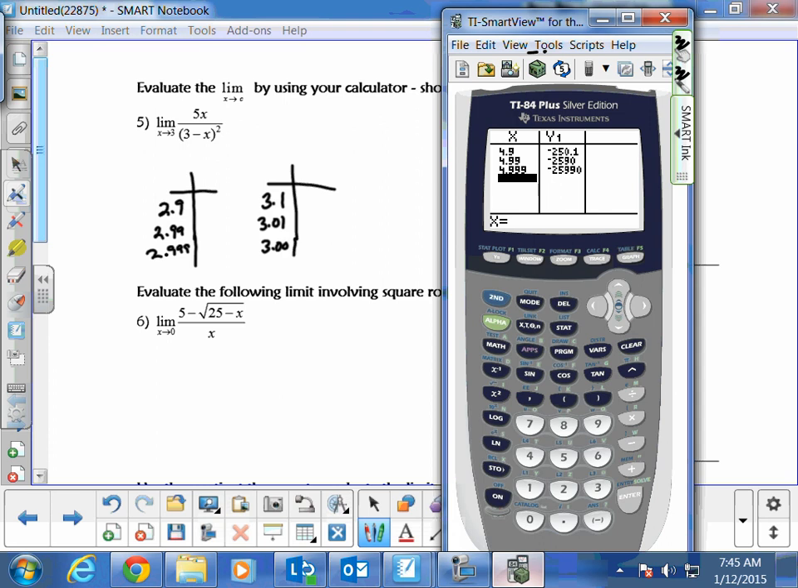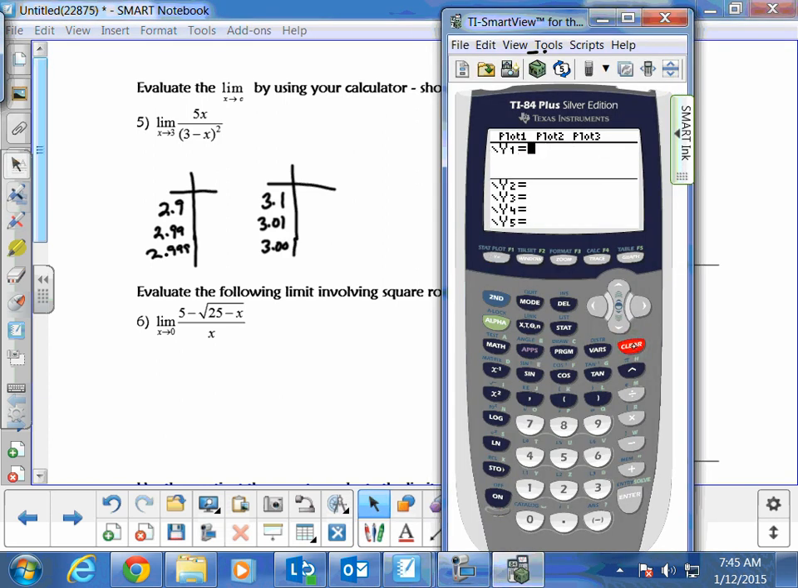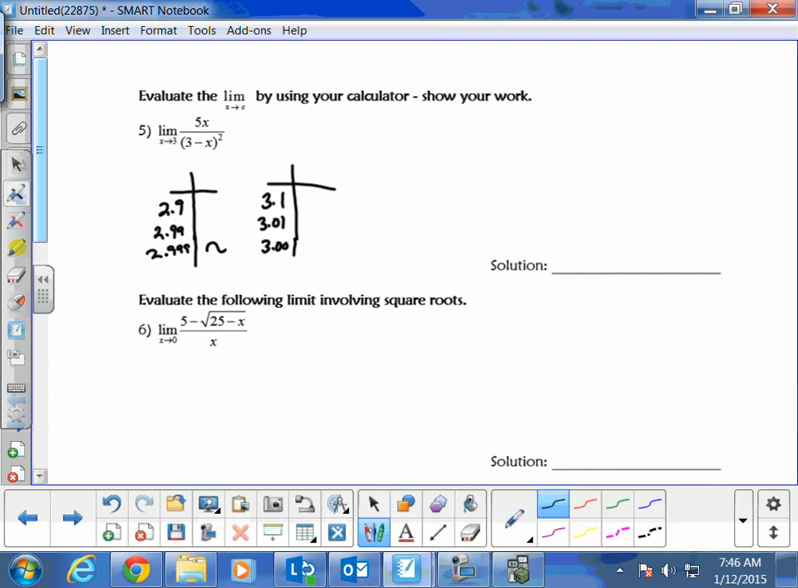I'm going to reset it. Actually, resetting won't be necessary in this case, but let me bring up y equals. Clear out this equation, 5x divided by double parentheses, 3 minus x, squared, close parentheses. In the second window, it's already on ask, second table, I'm going to put in these values, 2.9, 2.99, and 2.9999, and we're getting values that get bigger, so this one's going to positive infinity.